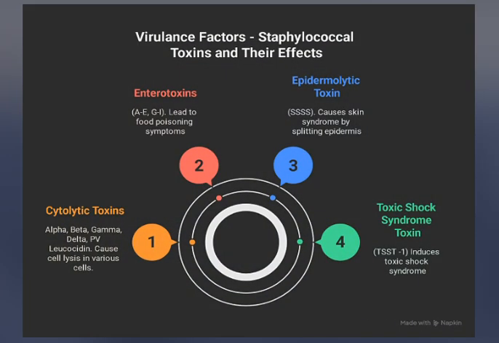Toxins are another critical part of how Staphylococcus causes disease. Cytolytic toxins destroy various cells, damaging tissues. Enterotoxins cause food poisoning symptoms. Epidermolytic toxin leads to skin conditions by splitting epidermal layers. Toxic shock syndrome toxin triggers a severe immune response leading to toxic shock. Each toxin has a distinct role in disease manifestation.